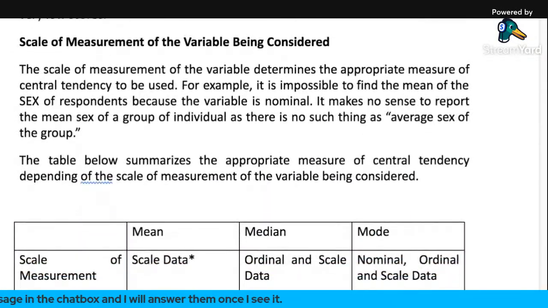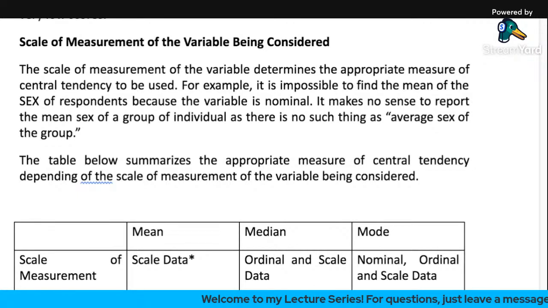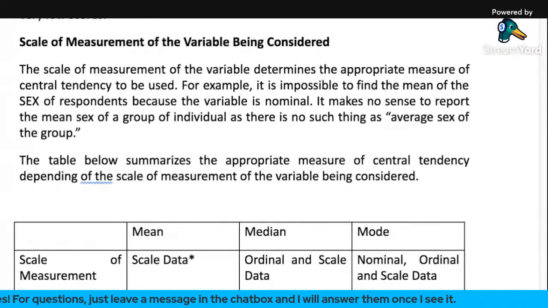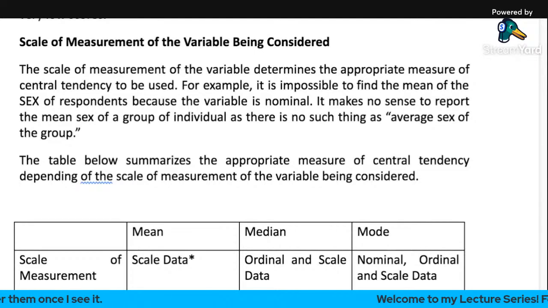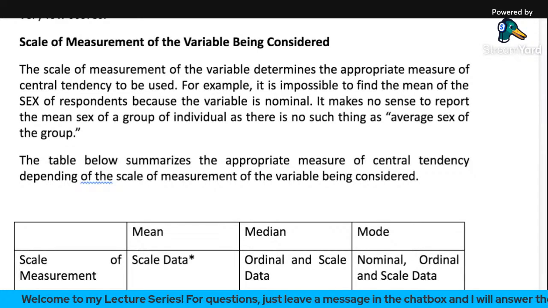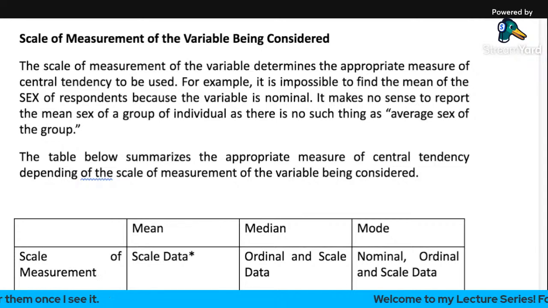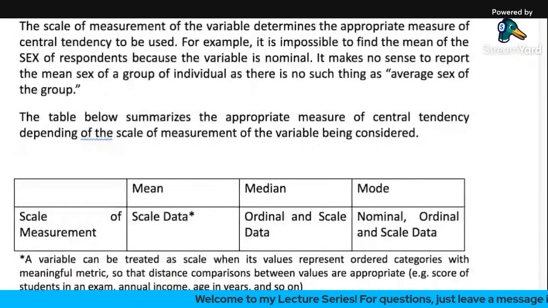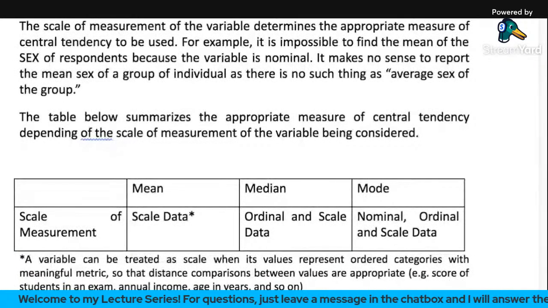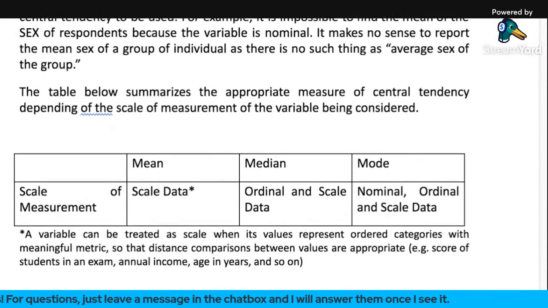Next would be the scale of measurement of the variable being considered. Okay, this was our previous lesson, ano, yung scales of data measurement. So the scale of measurement of the variable determines the appropriate measure of the central tendency to be used. For example, it is impossible to find the mean of sex of respondents because the variable is nominal. Yung sinabi natin kanina, if the variable is nominal, then we cannot use the mean. Parang, what's the average sex of the students in a classroom? Okay? When we talk about sex, this is male or female. So it makes no sense to report the mean sex of a group of individuals as there is no such thing as the average sex of the group. Okay? Di ba?